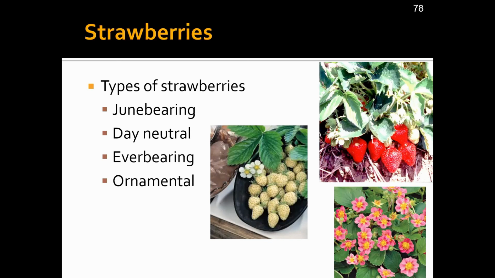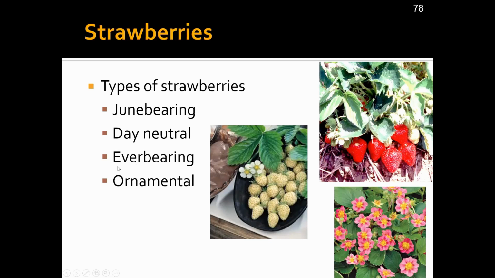You remember the chilling hours. Some varieties need 800 hours. And then the cool temperature is going to send the trigger to the plant to produce blooms, to produce flowers. And they're the ones that you're harvesting now, early in the summer, late in the spring. Those are June-bearing strawberries. You have the day-neutral strawberries, that regardless of the length of the day, are going to be producing strawberries.